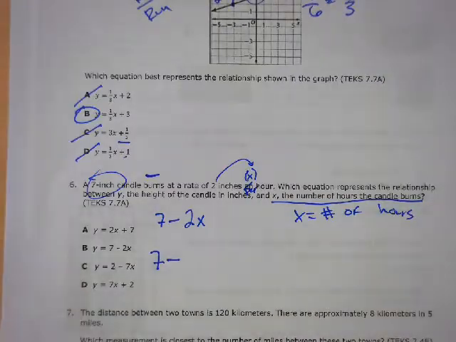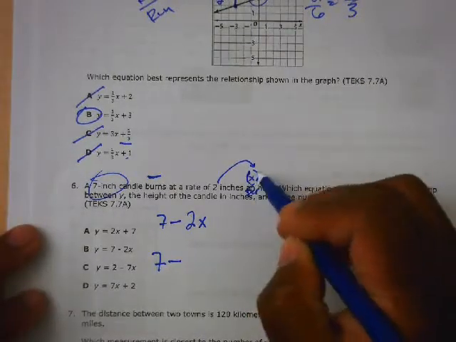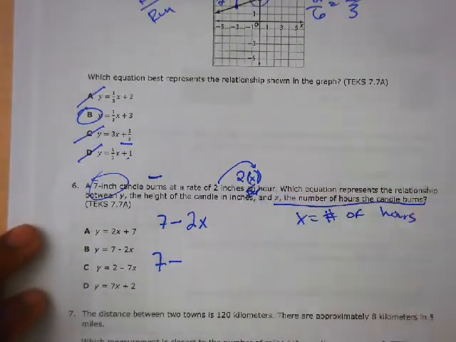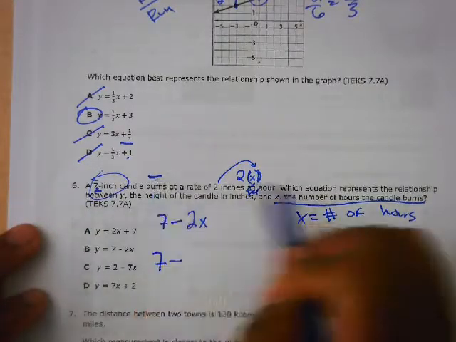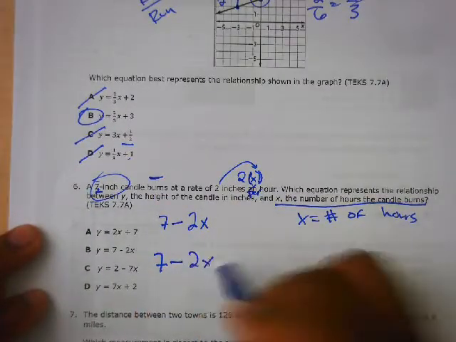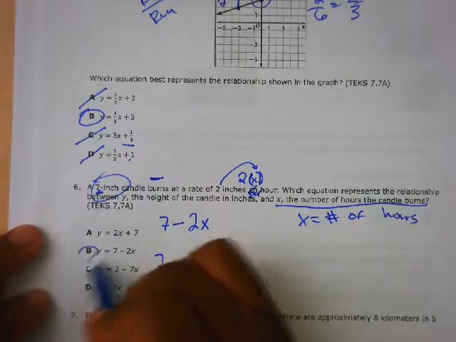And it's the same as saying like per hour, or 2 inches every hour, or 2 inches each hour. It's all the same thing. You put that x above that word here, and that tells me that this is 2x. So it's 7 minus 2x. And so that's how we got our answer here.